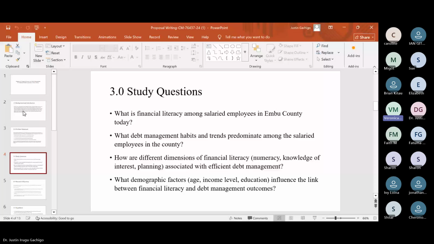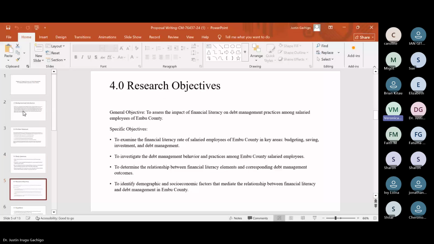For my research objectives, the general objective is to assess the impact of financial literacy on debt management practices among salaried employees of Embu County. For my specific objectives, one is to examine the financial literacy rate of the salaried employees of Embu County in key areas. Those are my independent variables, that is budgeting, saving, investment, and debt management. The other one is to investigate the debt management behavior and practices among Embu County salaried employees. The other one is to determine the relationship between financial literacy elements and the corresponding debt management outcomes, and to identify demographic and socioeconomic factors that mediate the relationship between financial literacy and debt management in Embu County.